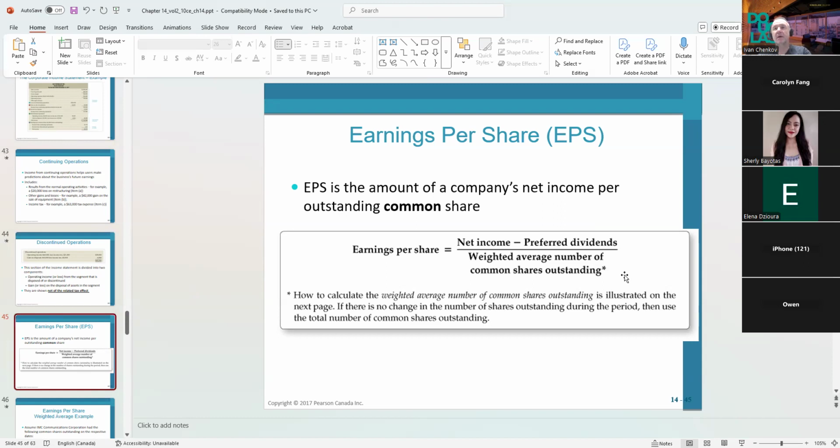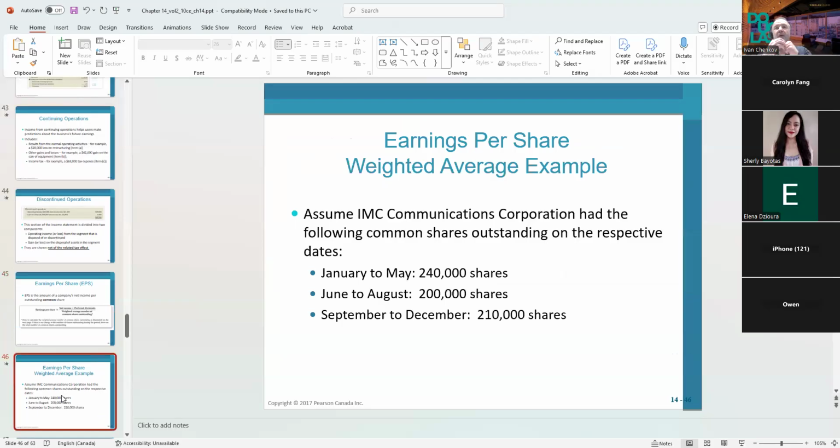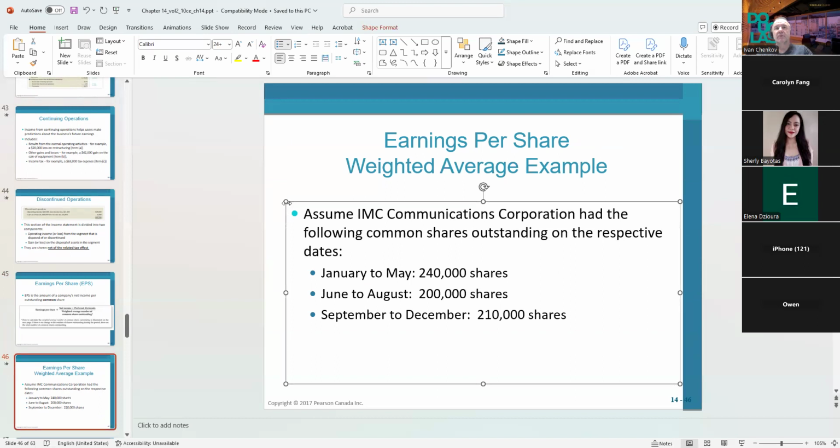This is the key here: weighted average number of common shares outstanding. Not the average, weighted average. To calculate the weighted average, we're going to see exactly the calculations. So for this calculation, we're going to use this example. We're calculating only the weighted average number of outstanding shares. Assume that this company has the following structure of common shares. I'm going to copy this and move to an Excel spreadsheet so I can show you the calculation of the weighted average.